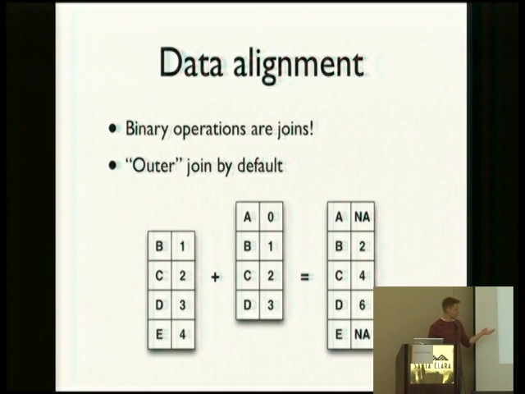So here's an example where I have two series. They're labeled slightly differently. One has B, C, D, E, and another has A, B, C, D. So I can actually add these together, even though they're the same length, which they don't need to be, but the indexes are different.